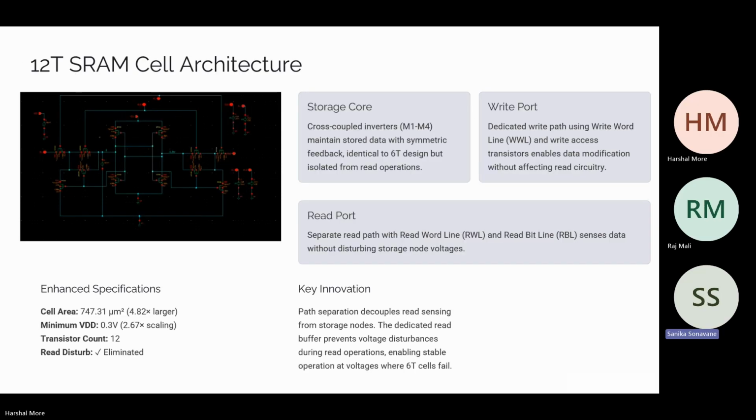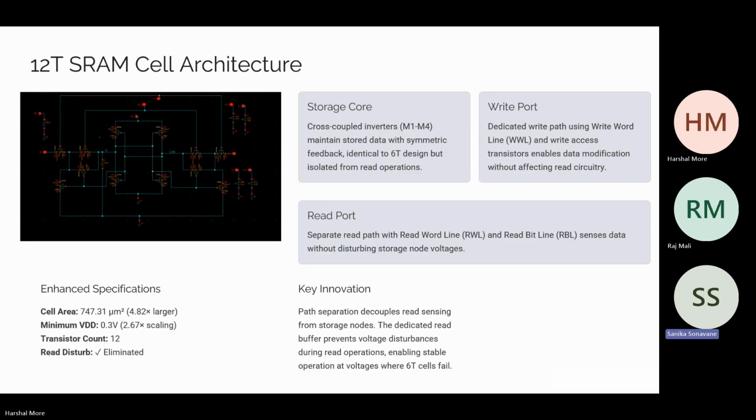This brings us to our proposed solution, the 12T SRAM architecture. The key innovation here is simple but incredibly powerful: path separation. We keep the same 6 transistor storage core, but we add a dedicated write port and a completely separate, isolated read port. By doing this, the read operation never physically touches the storage nodes. The results are dramatic. As the specs show, read disturb is completely eliminated because it's so stable. It can operate all the way down to 0.3 volts.